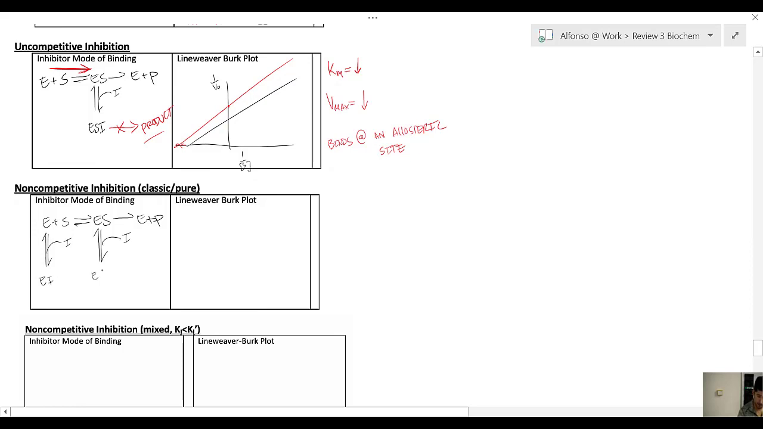So the inhibitor binds here. Here you form the enzyme inhibitor complex. Here you form the enzyme substrate inhibitor complex. And because it's a pure non-competitive inhibitor, it's going to bind to both of these equally well. And because it binds to both of them equally well, there's going to be no shift in equilibrium. So therefore, Km stays the same.